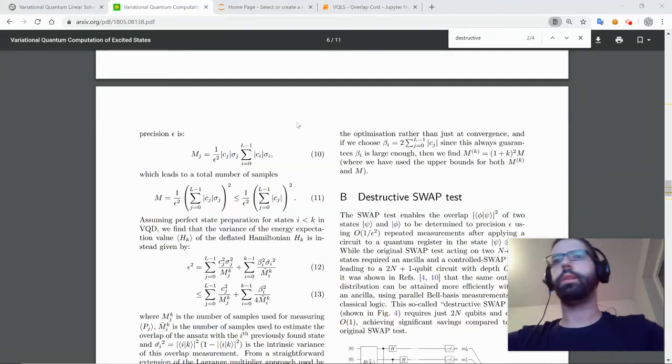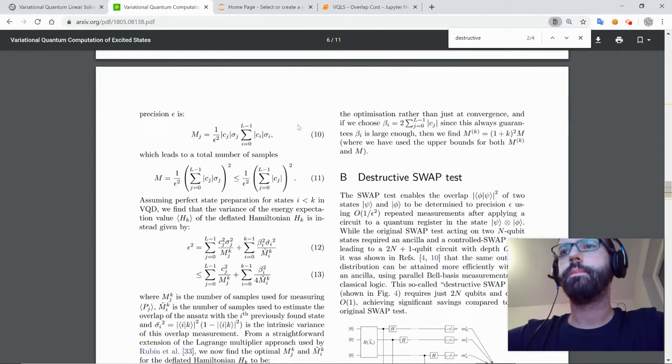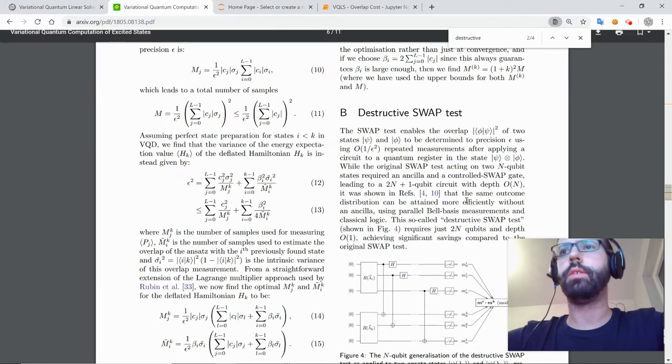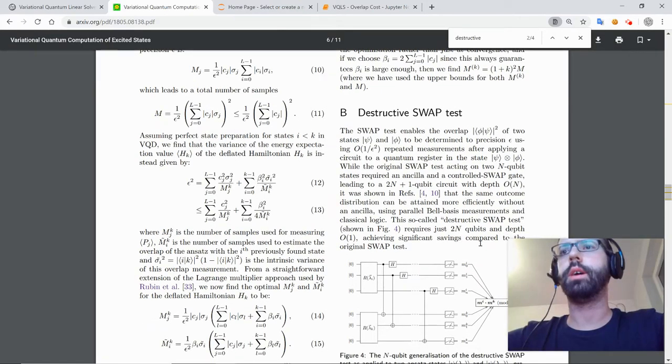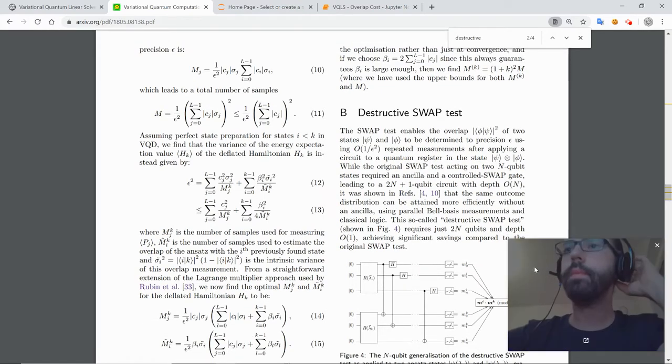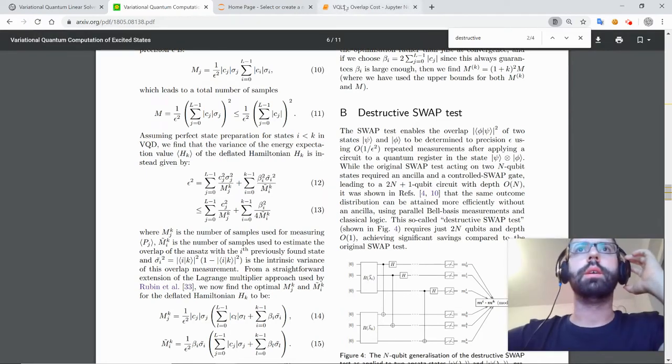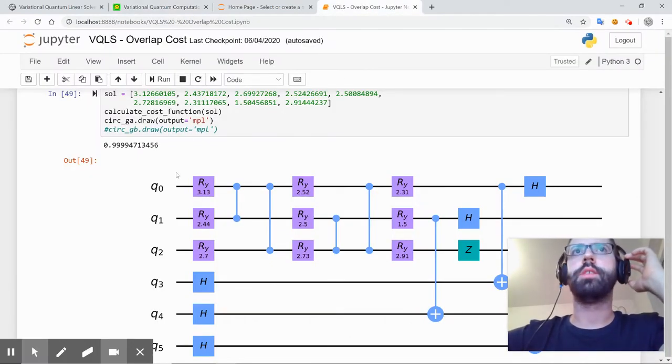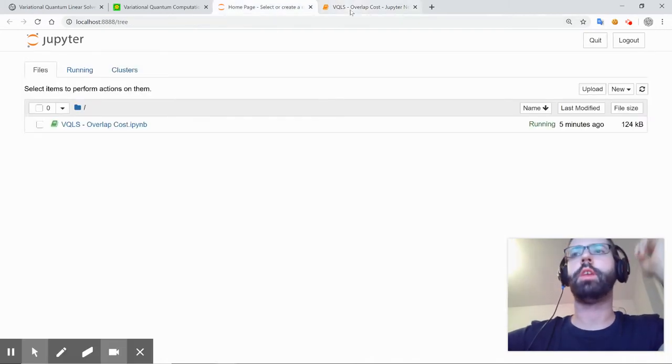So I'm trying to basically use the stuff in here to see if I can fix the VQLS issue. So that's not related to the VQS, but the VQLS.